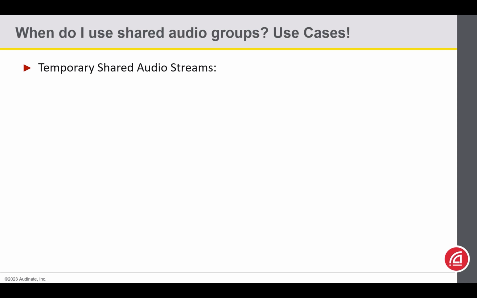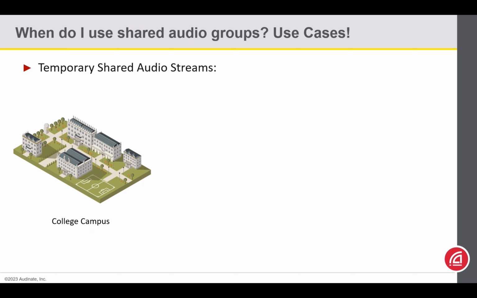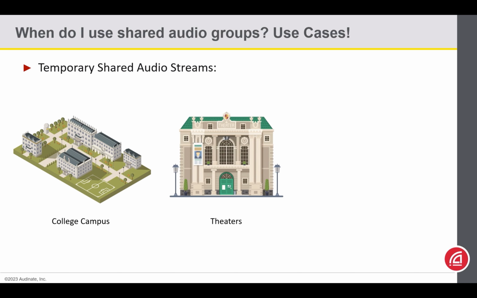But what are some other situations where this could be used? Well, there are several scenarios where temporarily shared audio groups can be leveraged for creating a great experience. A good example for this is in a college campus, where we would like to share audio from a sports game or a special performance to a broadcast studio across campus. We could use it also in theaters, where sometimes we need to send audio from performances to various ancillary locations, such as lobbies, green rooms, dressing rooms, and so on. And another very common use case is in overflow situations.